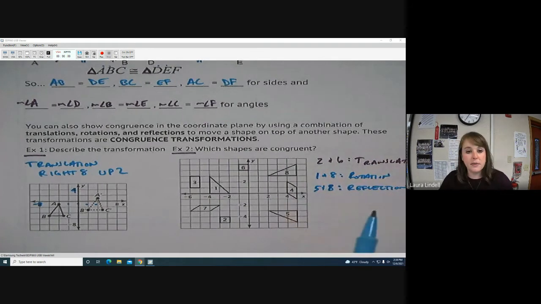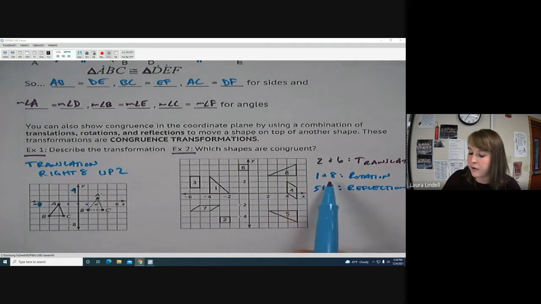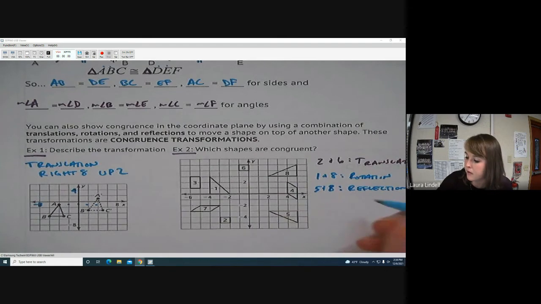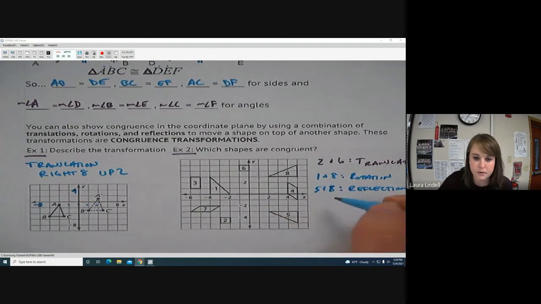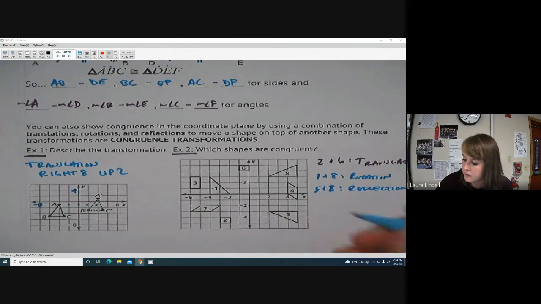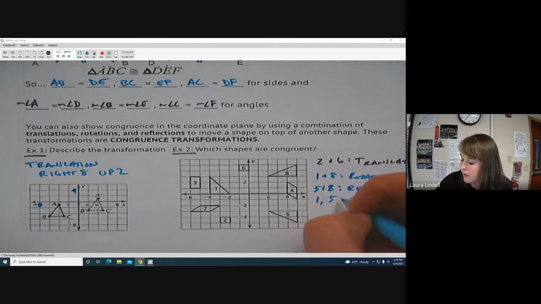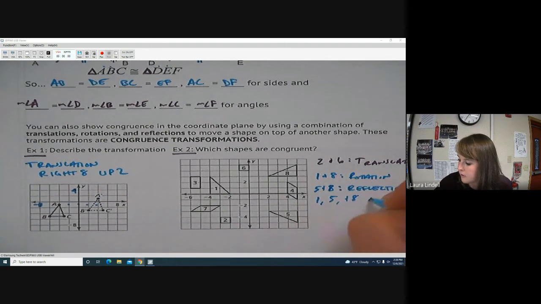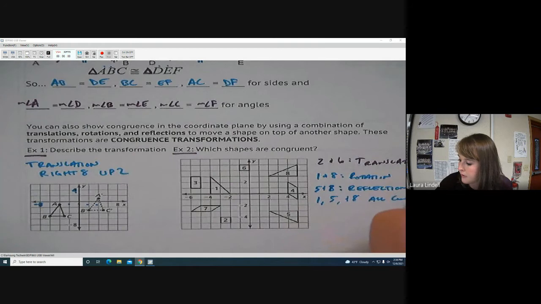And really something we could notice now is that since 1 and 8 are congruent and 5 and 8 are congruent, by the transitive property or by substitution, 1, 5, and 8 are all congruent to each other. So 1, 5, and 8 are all congruent.